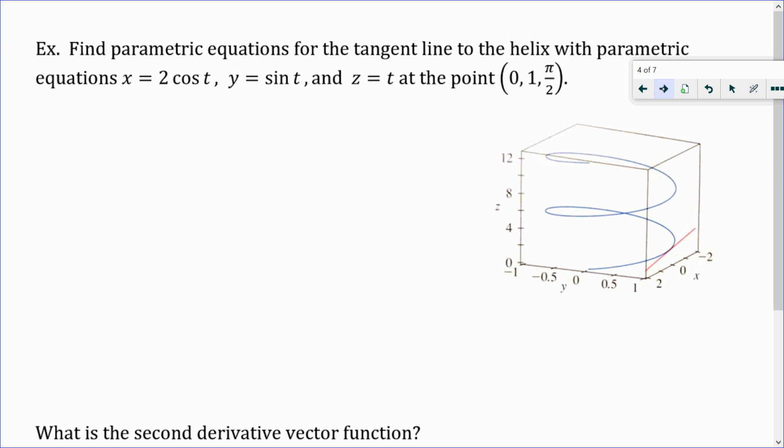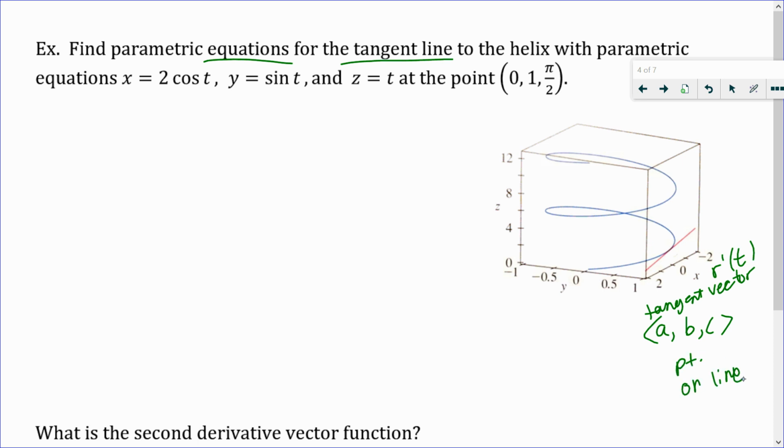All right. So find the parametric equations. So x, y, z are parametric equations for the tangent line to the helix with these parametric equations. Basically, I want the equation of the tangent line. So I'm going to use the equation of a line that I had before. For an equation of a line, I need a direction vector like an ABC. That's going to be my tangent vector. That's going to be my derivative, r prime of t, right? I need that. And I also need a point on the line.